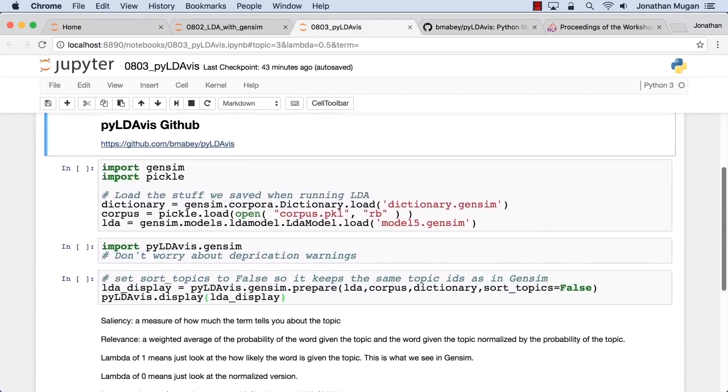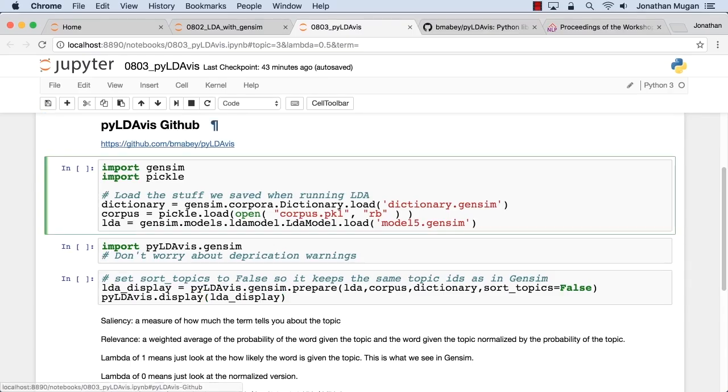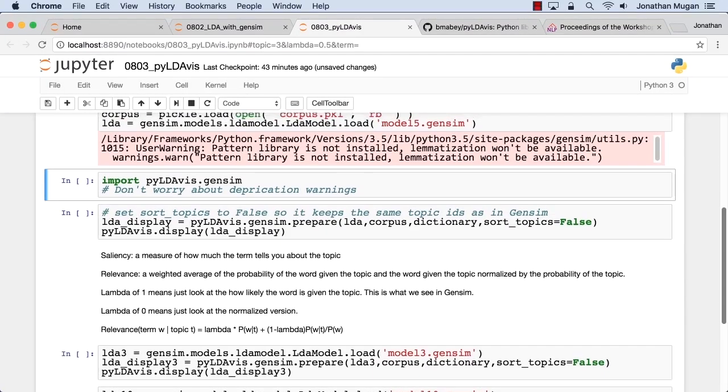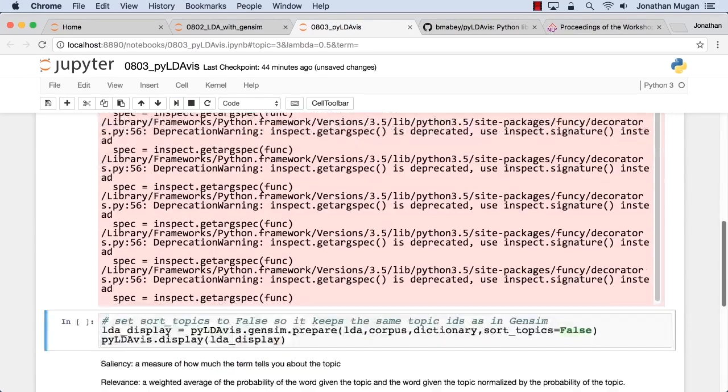So what we're first going to do is load the stuff we saved in a previous video where we did LDA. So we're going to load our dictionary, our corpus, and our LDA. We get the familiar pattern warning. Now we're going to import pyLDAvis.gensim. Don't worry about the deprecation warnings. So now we're ready to get started.